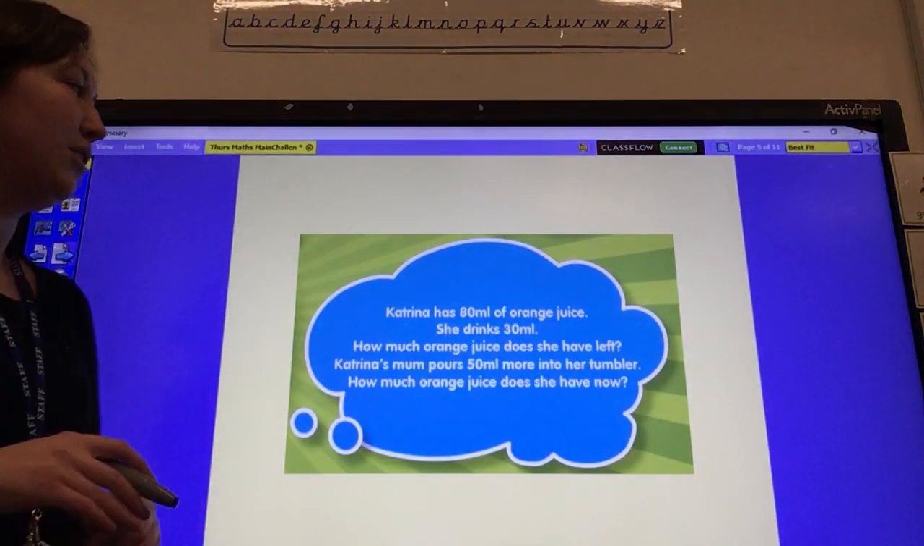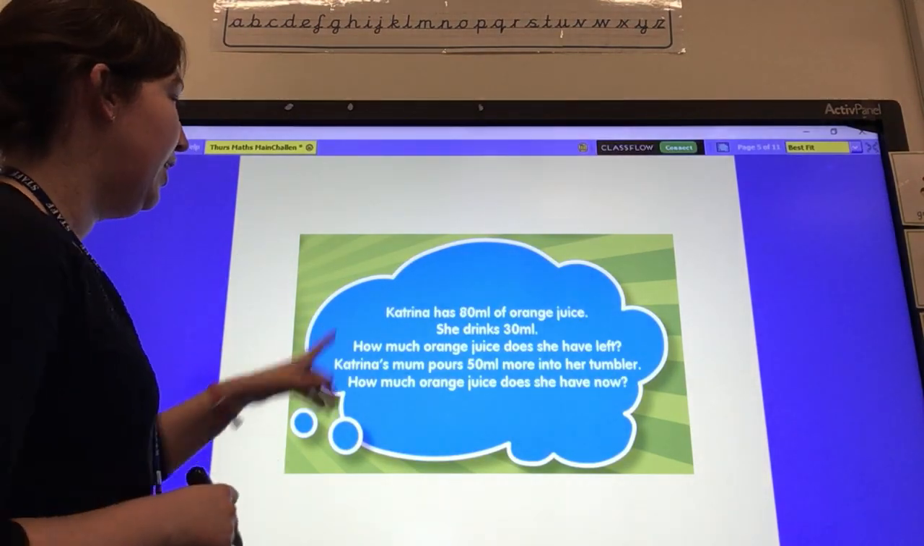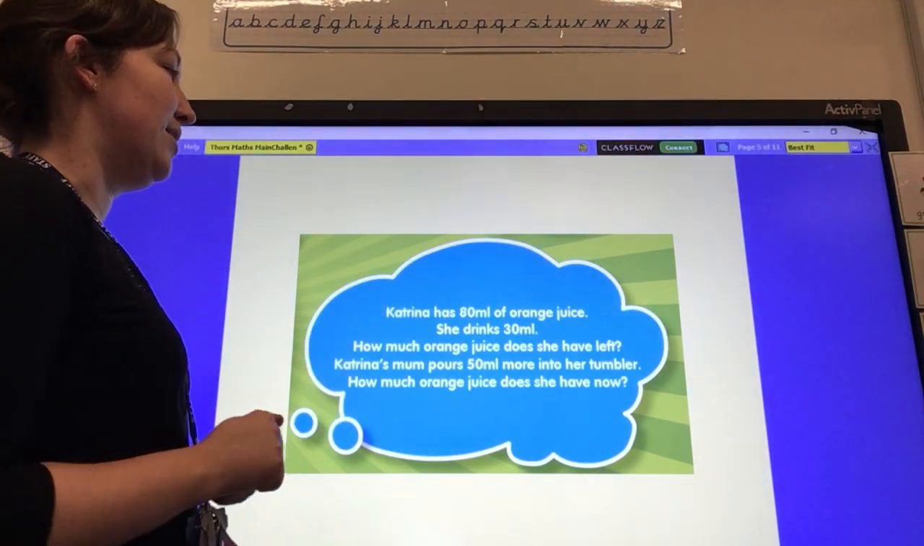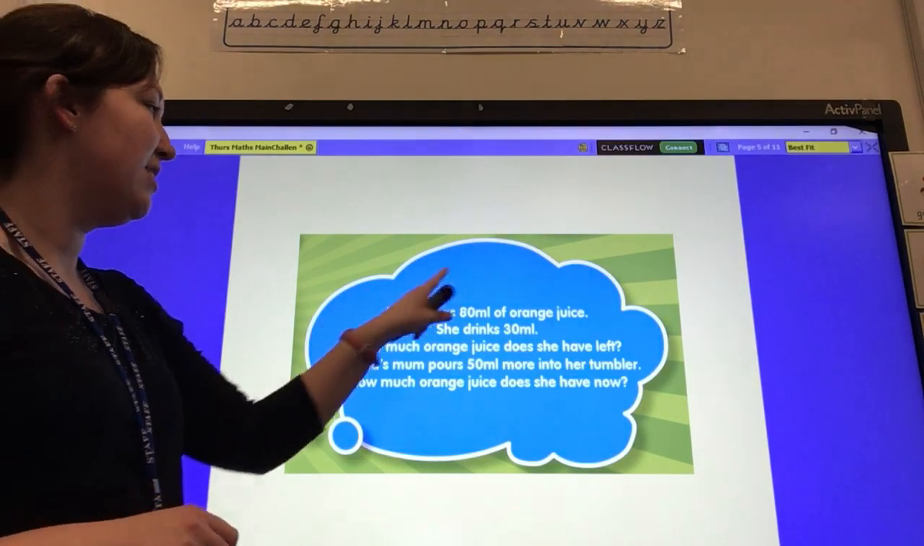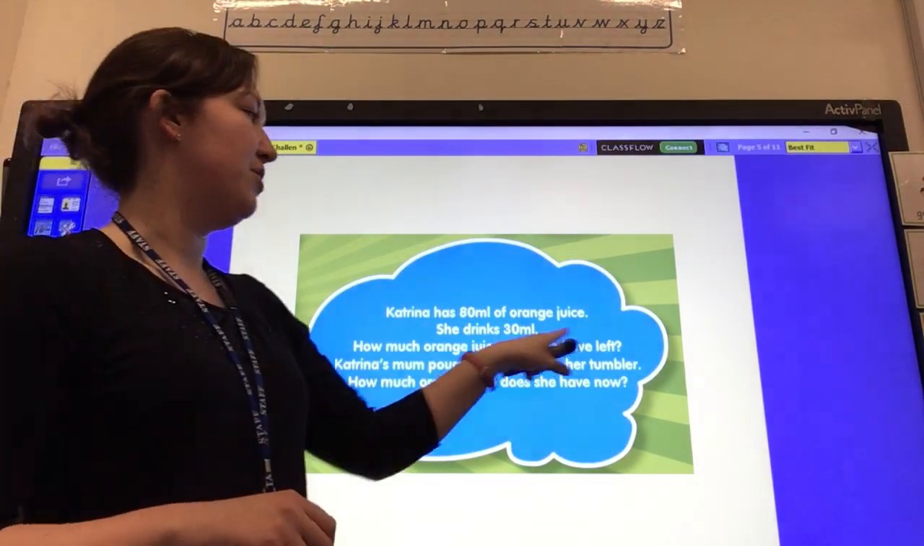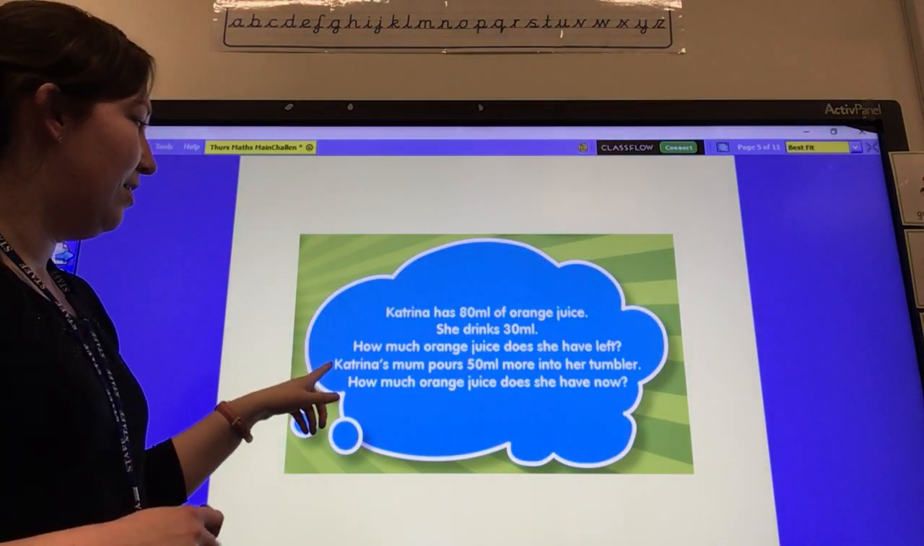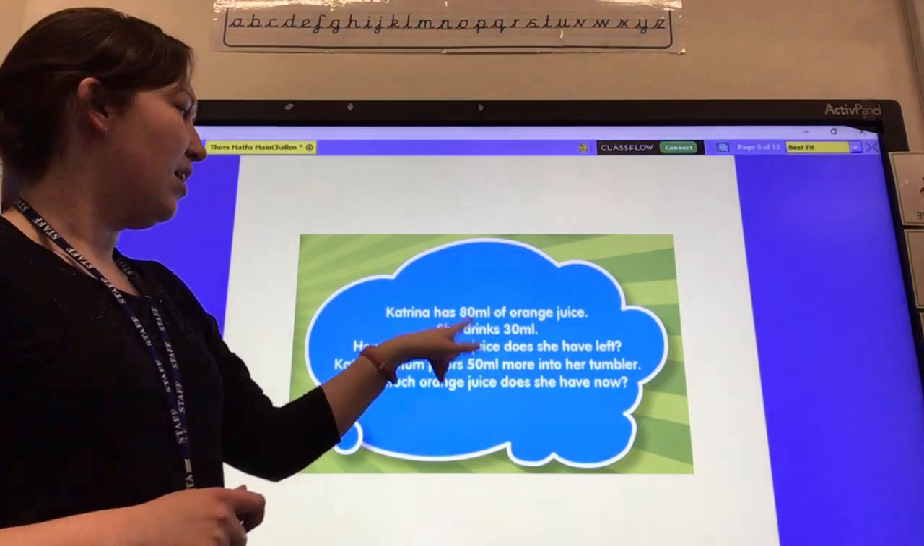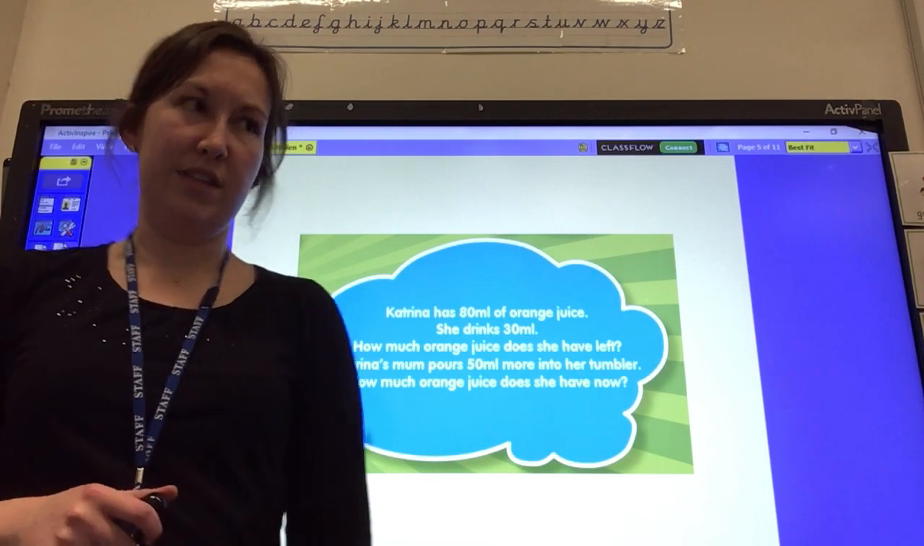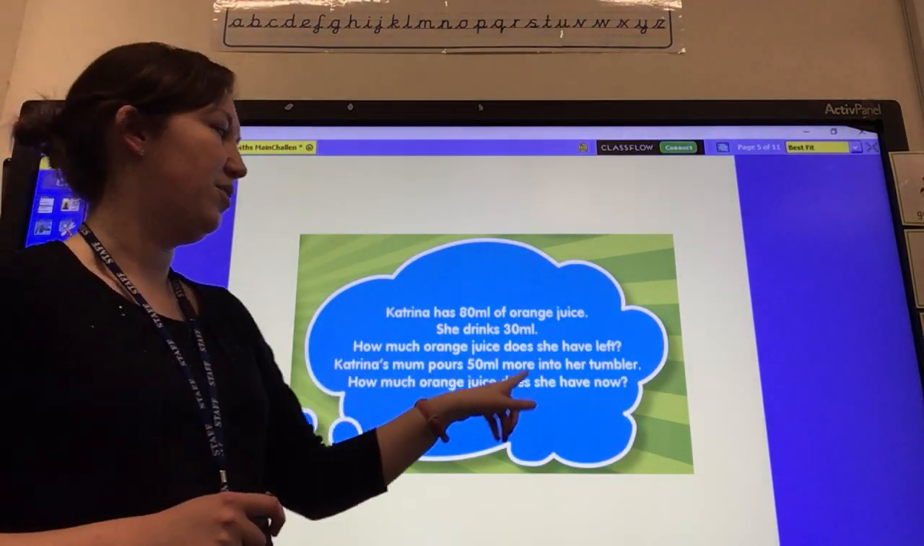Right, moving on to our next challenge. Katrina has 80 millilitres of orange juice. She drinks 30. How much orange juice does she have left? So that links back to what we did a minute ago. Then, Katrina's mum pours 50 millilitres more into her tumbler. How much orange juice does she have now?